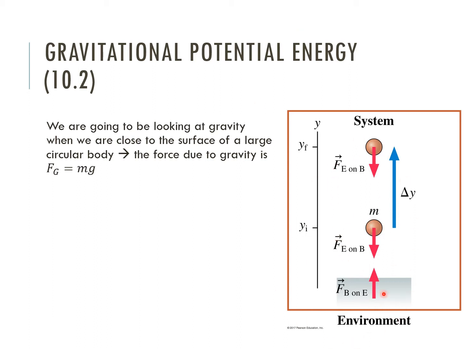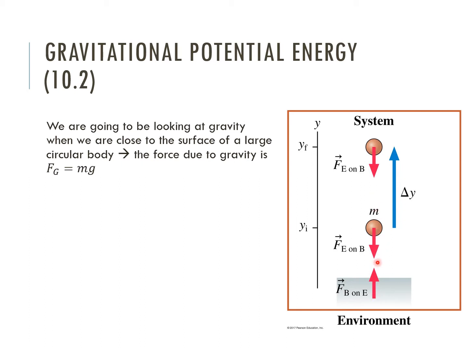So before we get into our system, I just want to clarify that we are still using the approximation for gravity that we are close to the surface of a large circular body. And what that allows us to do is use the force due to gravity as equal to mg. So here, the system, again, as the objects we're looking at, we're going to have a ball and the earth.